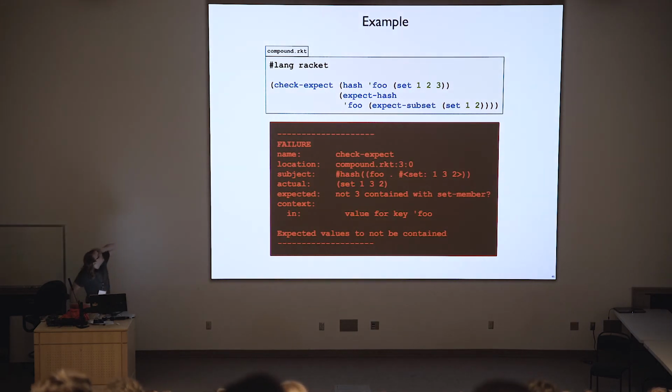So here, let's look at this case where we have an expectation that says, I want a hash that has a foo key mapped to any set that is a subset of this thing. So it's not just a simple equality test anymore. And this is where it gets much easier to use than, I don't know how I would write this test with RackUnit. That would be quite an adventure. So here, we can look at the failure output and see that the actual set it found was 1, 3, 2, and it expected that 3 would not be in it because that wasn't in the subset originally. And it tells us that it was in the context of the hash key value.